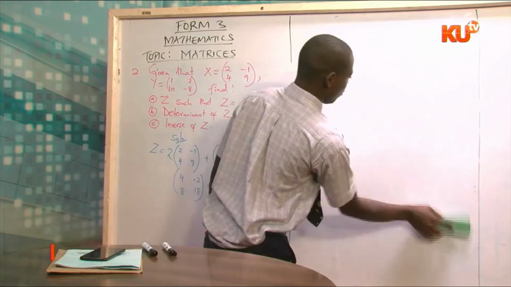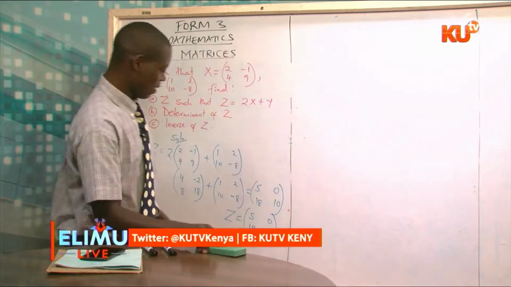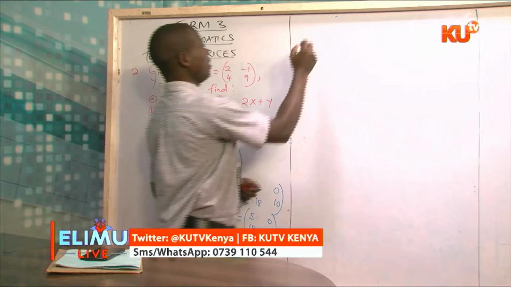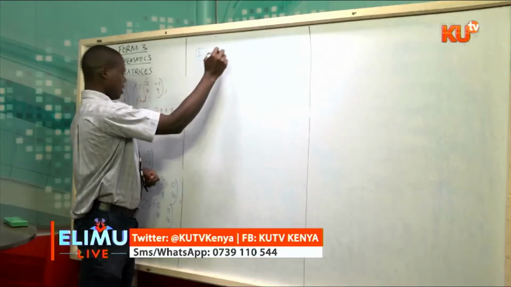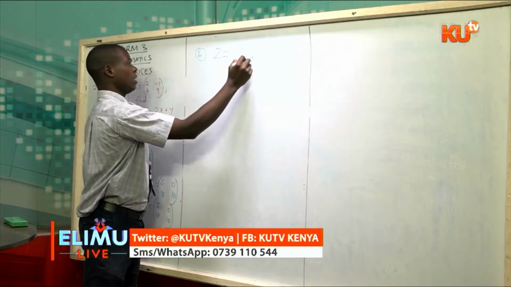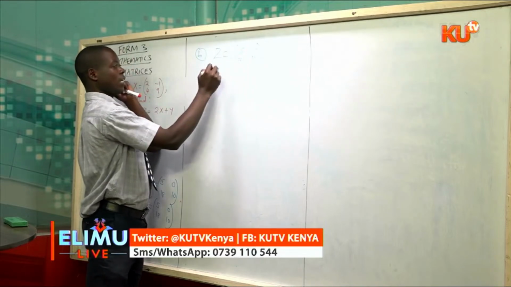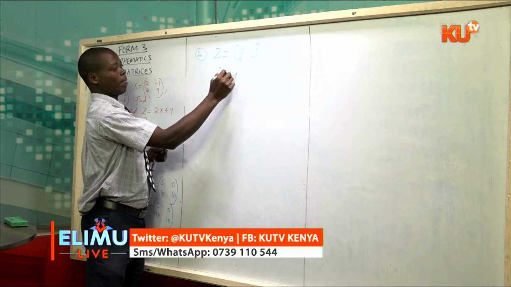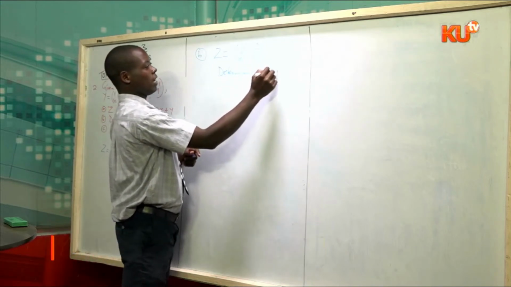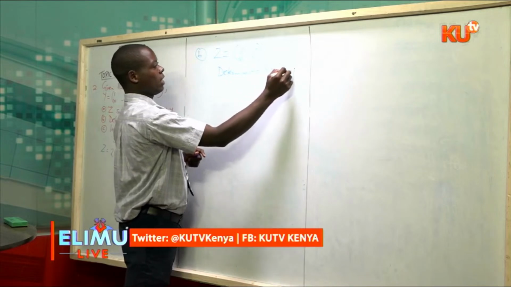So what do we do in this case? Very simple. Take our matrix for part B. Z is 5, 0, 18, 10, we get the determinant, and the determinant is equal to 5 times 10. We minus 18 times 0.